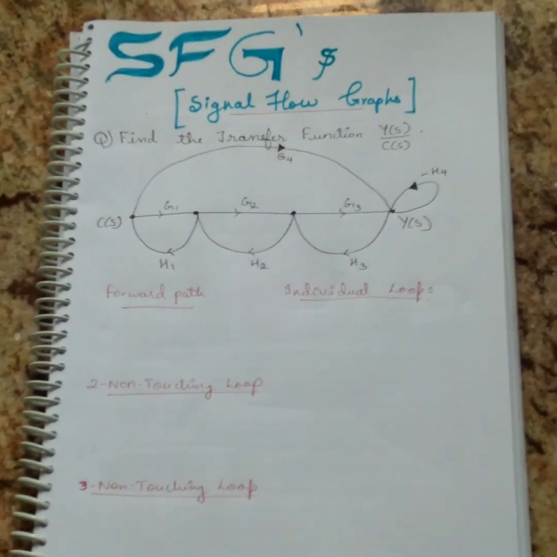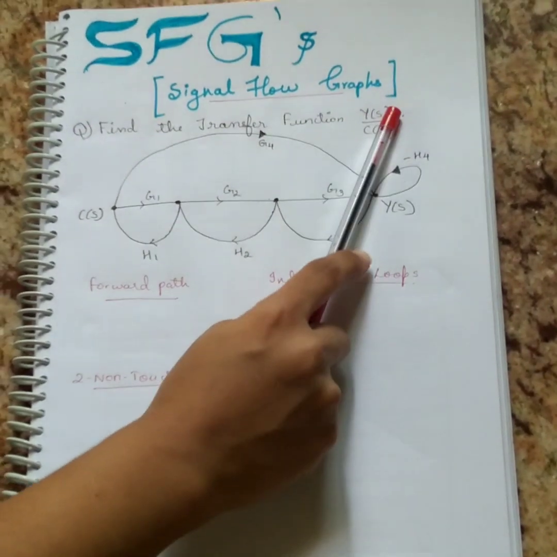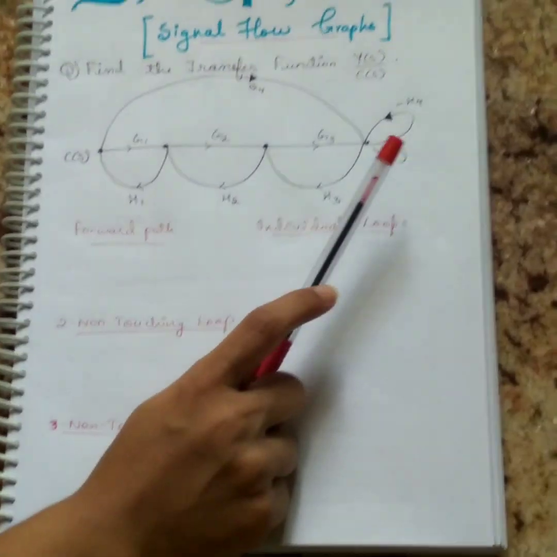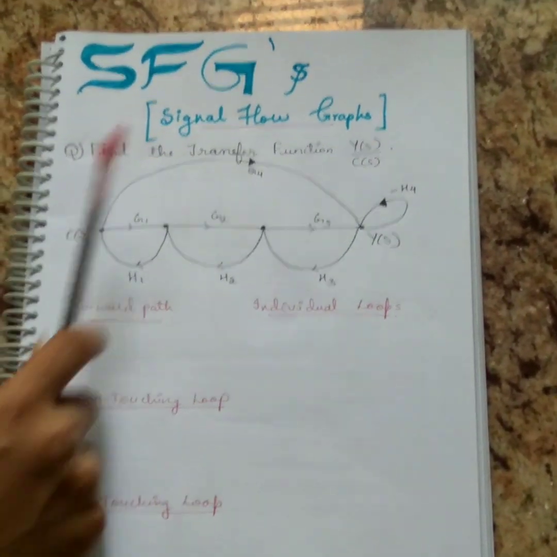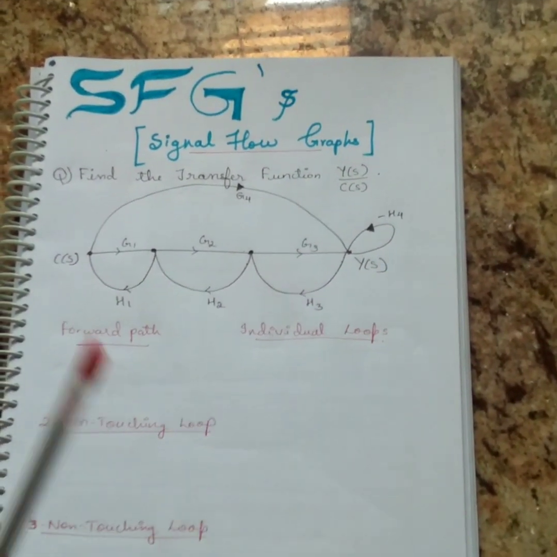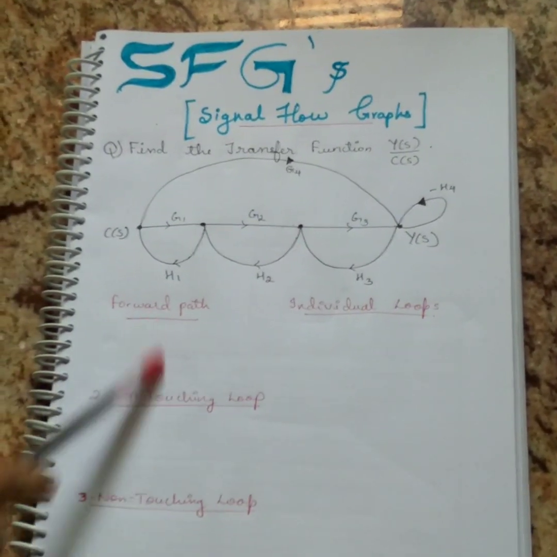Now let's discuss an example of the SFG: find the transfer function Y(s) by C(s). Y(s) is the output for the given problem and C(s) will be the input. To find this using the signal flow graph, we need to follow certain procedures. So here are the few processes.